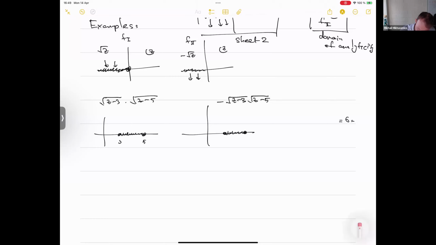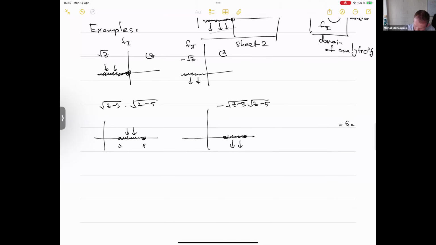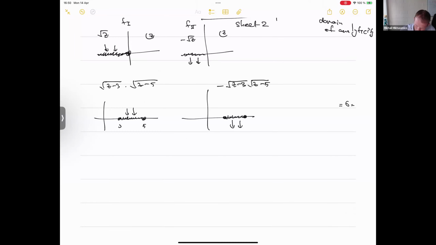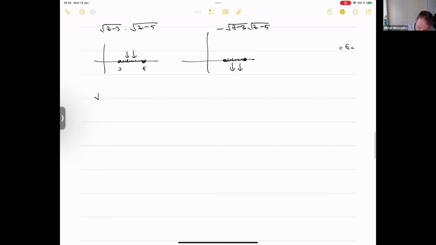So we come on this side under the cut, and we appear on the second sheet. Another example we looked at is square root of z minus 3 plus z minus 5, and the analytic structure in that case was this. So if you come here, you're going to end up on the second sheet. It has the same analytic structure with the cut here, cut there.